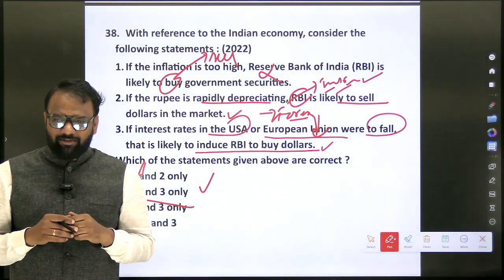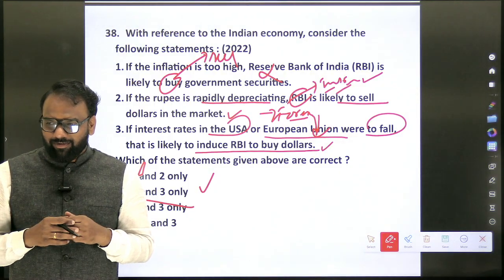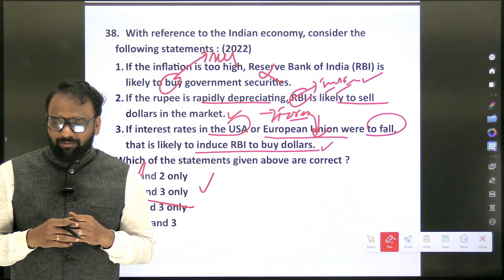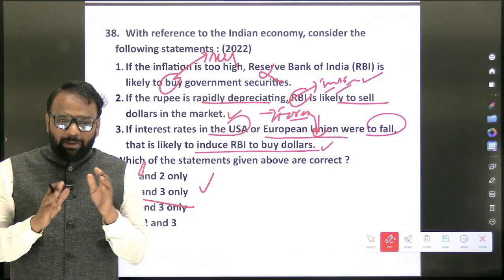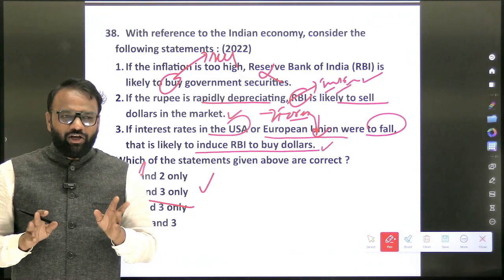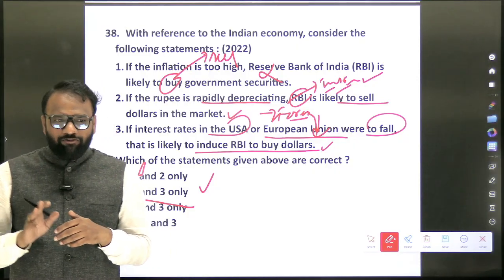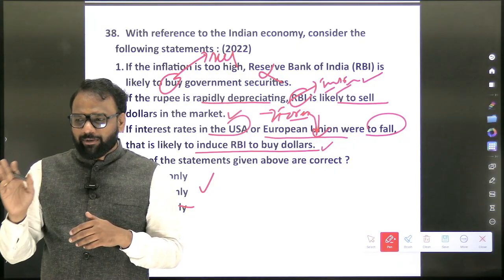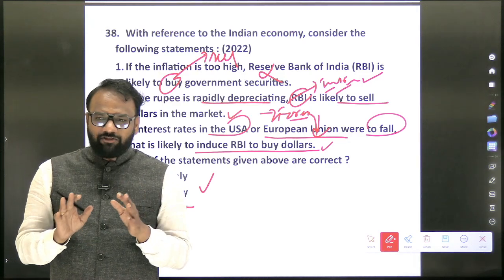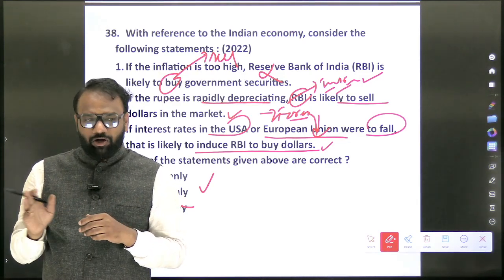Why will inflow take place? What is the connection with the repo? See, people will be interested to invest where the interest rate is high. If there are two options, one is State Bank of India, another one is Corporation Bank, and Corporation Bank gives you 10% rate of interest, SBI 9%, where will you invest? Corporation Bank.